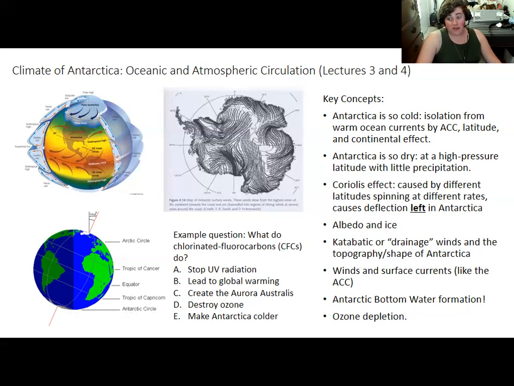Antarctica is so windy because of the high pressure, as well as the dome shape of the glacier, causing this gradient from the higher interior to the lower outsides, and that produces the strong katabatic winds that blow from the center of the continent that are shown here.